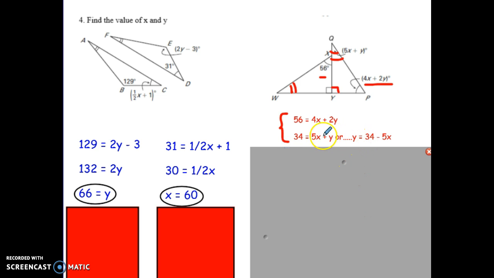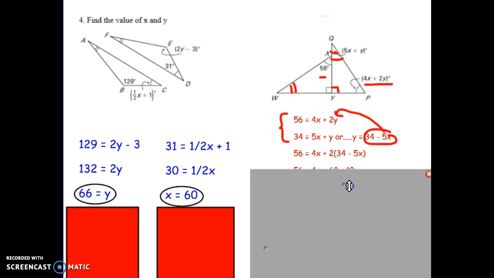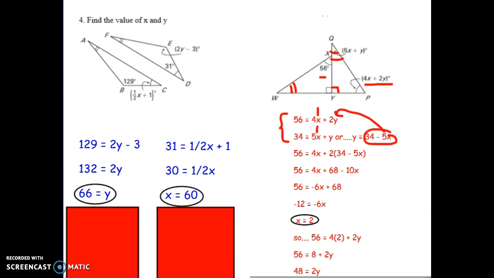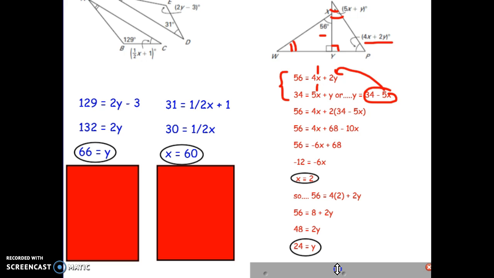So I solved it for y. I got y by itself. I then take this and plug it in for y right there. I can distribute. After I've distributed, I combine my like terms. After I do that, I move my 68 over, I divide by -6, and I get 2 for x. Now that I know x, I can pick either of my equations up here, plug 2 in for x, either here or here, and from there I can then figure out that y equals, let me scroll down a little bit, 24. Okay, write that down, take your time if you need to.